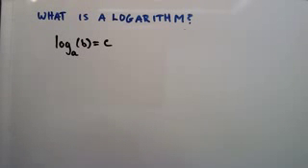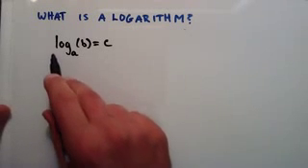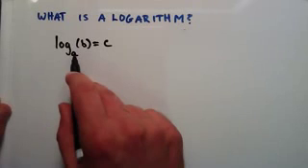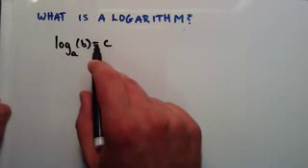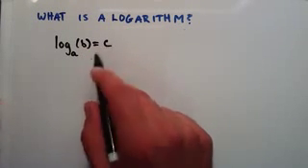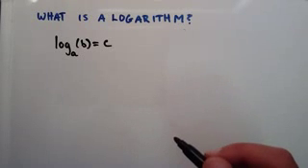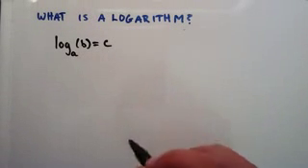Today I'm going to be explaining what a logarithm is. So I went ahead and wrote one down here, and it reads like this. Log base A of B is equal to C. So what in the world does this mean? This is kind of weird.